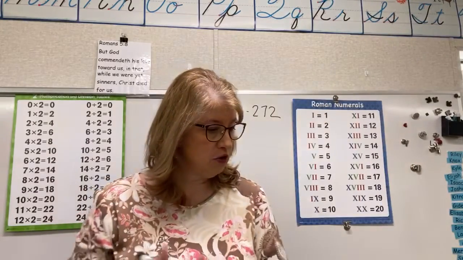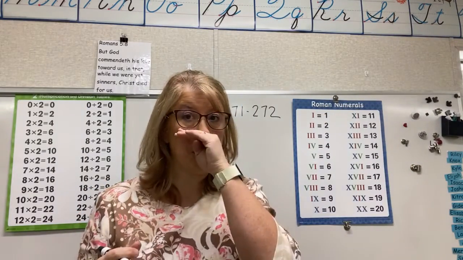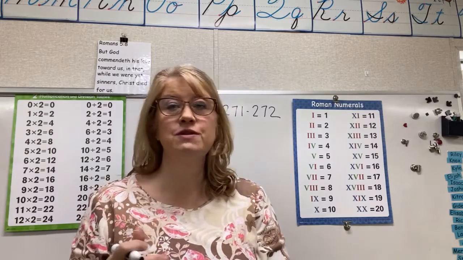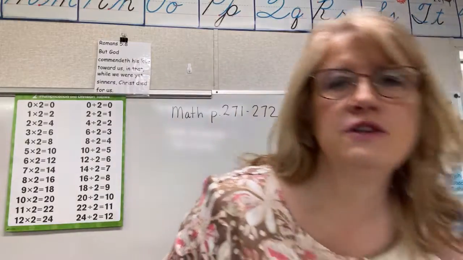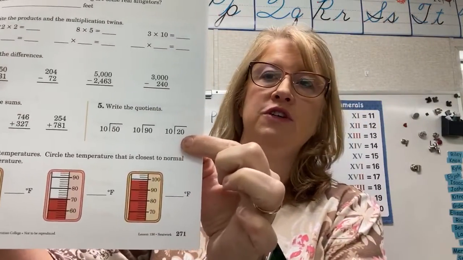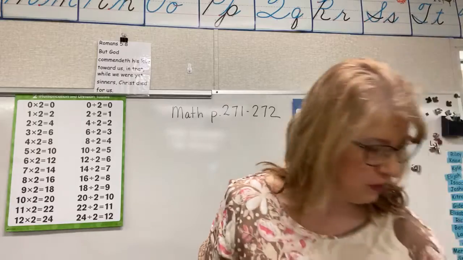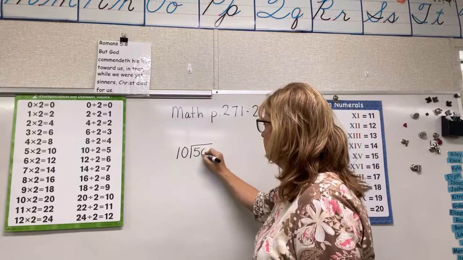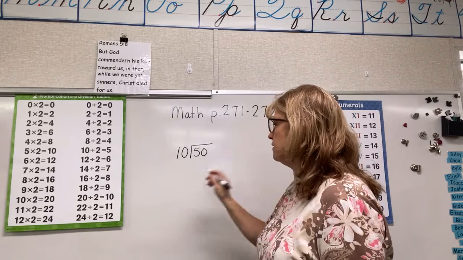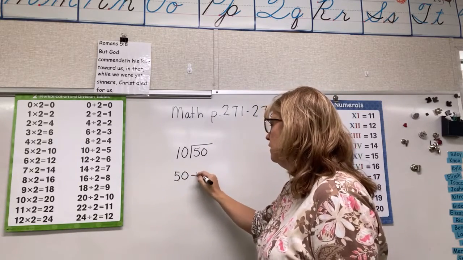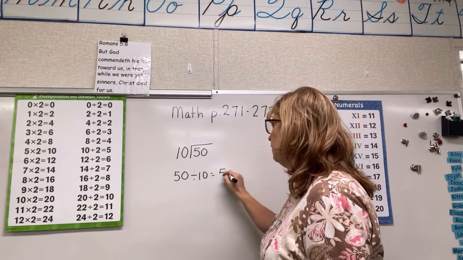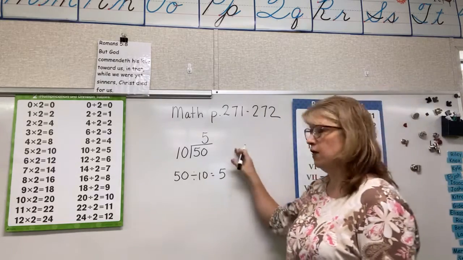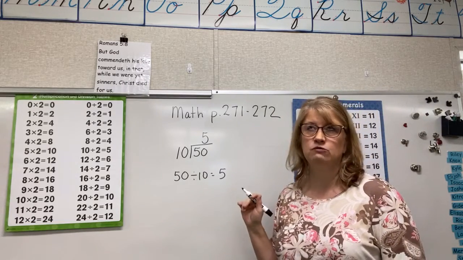First of all, you can do 271 on your own. You shouldn't need much help from your parents. The only thing you might need help with is section 5, and it's just a different way to do division of 10. And I'm going to go over that real quick. 50 divided by 10 equals 5. We just put our 5 on top. Same thing, just written differently.